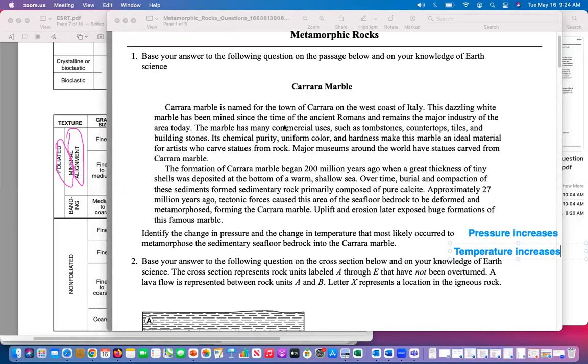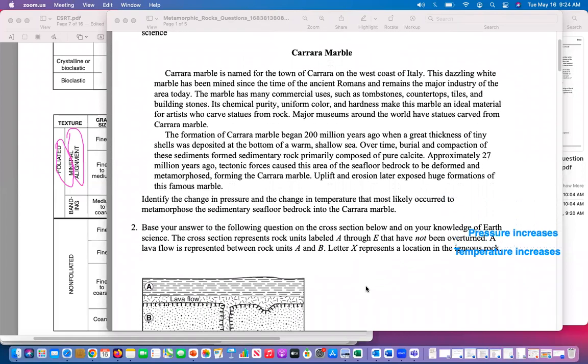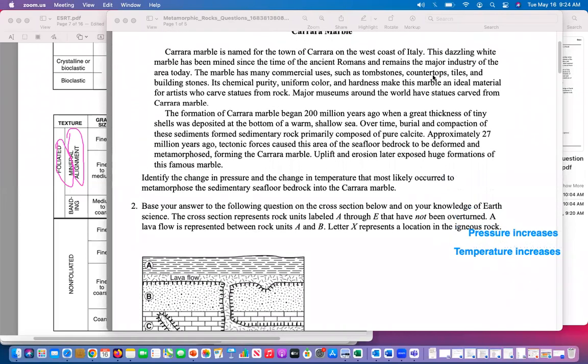And that is your answer for question number one. Pressure increases and temperature increases. You have to include both in order to get credit. If you only added one, you would get no credit. There is no half credit for the regions.